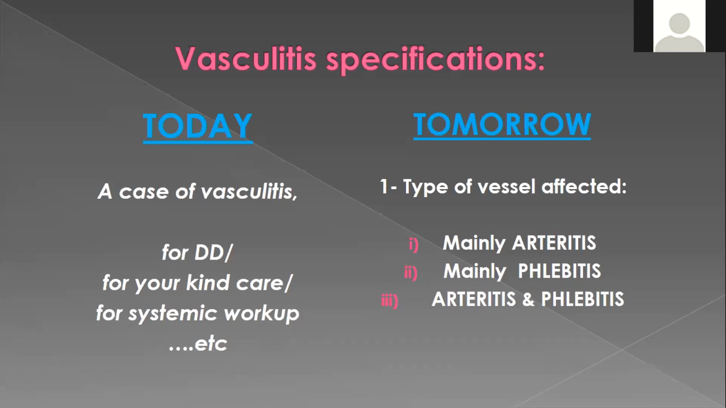You specify the case according to 5 points. Number 1 is the type of vessel affected. Certain diseases tend to affect the arteries, others tend to affect the veins, and a third group affects both the arteries and the veins. The whole approach depends on a solid concept in pathology known as tropism.